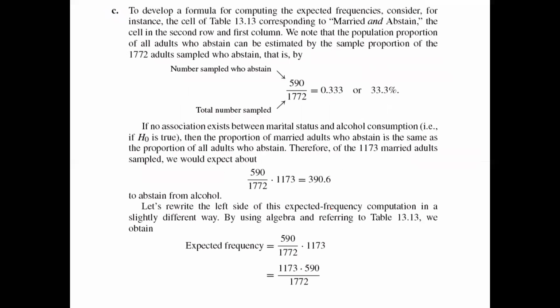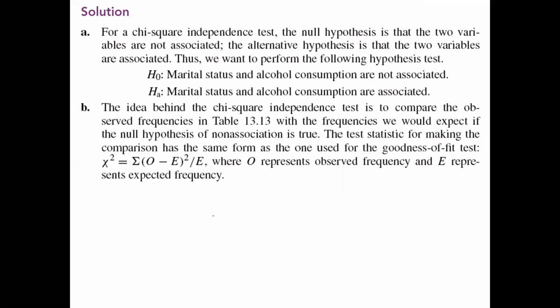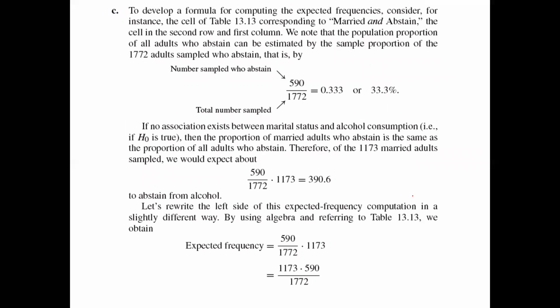Now the calculations are to be performed. Expected frequencies can be computed with the help of the row total multiplied by the column total divided by the grand total. This is the formula for computing the expected frequencies. The 12 expected frequencies are to be computed. The first one is represented here: 590 divided by 1772 multiplied by 1173. That is the first expected frequency, represented by E.